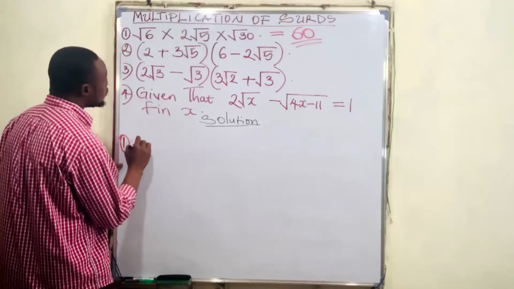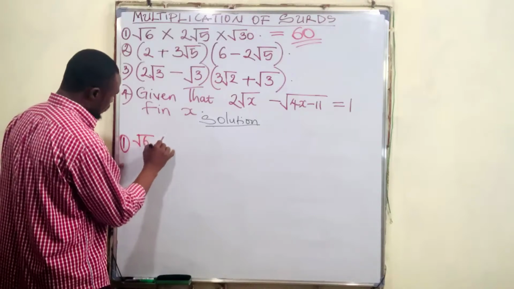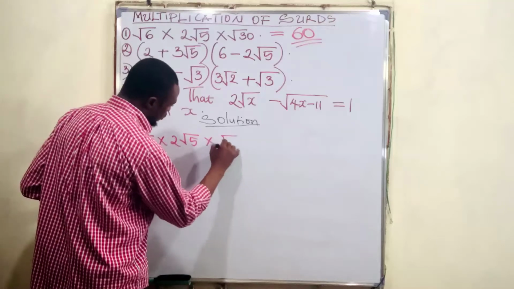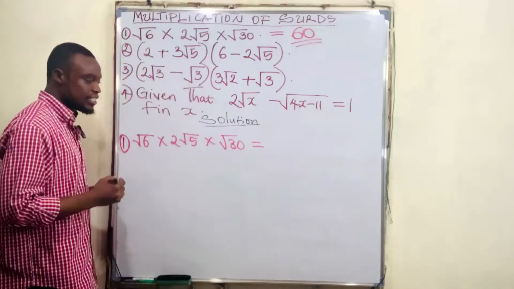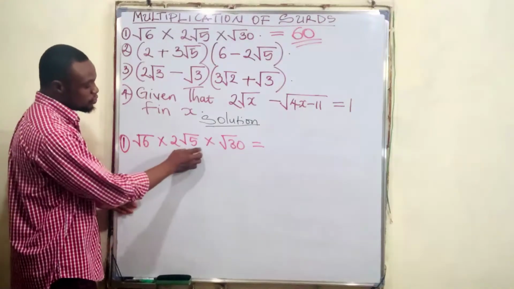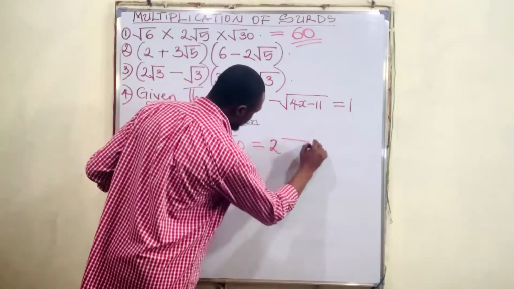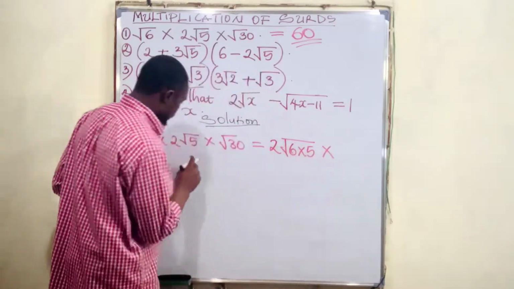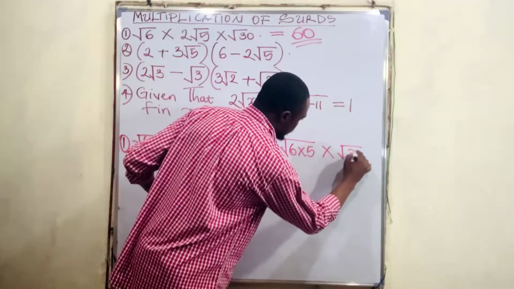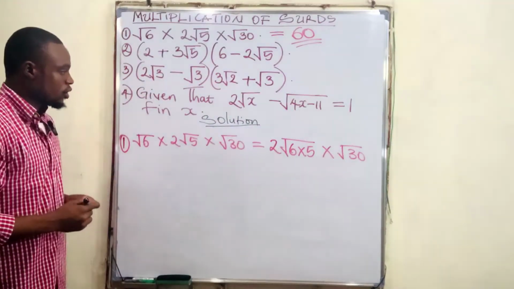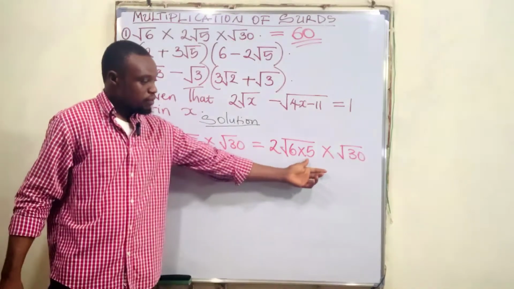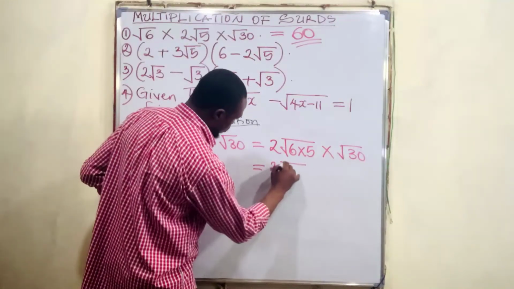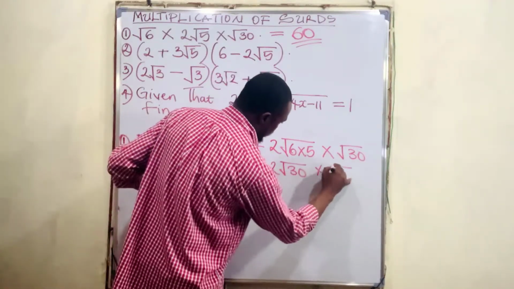So number one is root 6 multiplied by 2 root 5 multiplied by the root of 30. So this, I said, is a direct multiplication. Root 6 multiplied by root 5 gives us 2 root of 6 multiplied by 5, times root of what? 30. So this is what we have now. Root 6 multiplied by 5 is what? 30. So this is now 2 root 30 times the root of what?